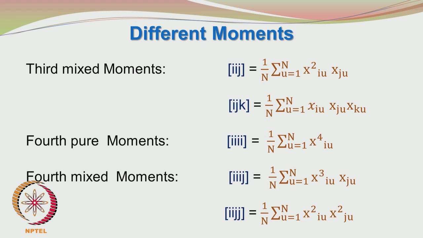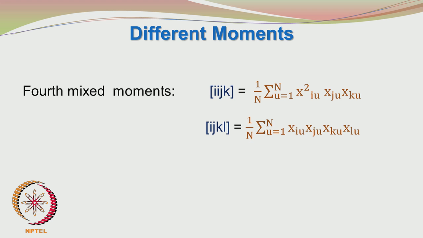Fourth pure moments are also possible, where we take the fourth power of the elements in the ith column vector and then sum it over the n experimental settings. Fourth mixed moments would be the presence of different elements. Even I squared j squared is considered a fourth mixed moment, even though you are having two of a species or two of a certain type together, that is, let us say II is present together and JJ is present together, but since I and J are different, we term it a fourth order mixed moment. And that would be given by 1 by n sigma u equal to 1 to n x squared iu x squared ju.